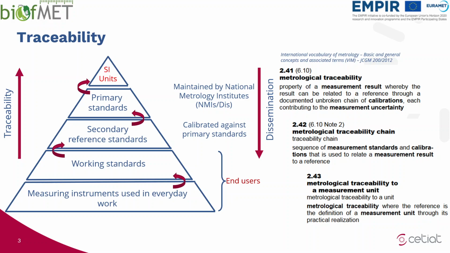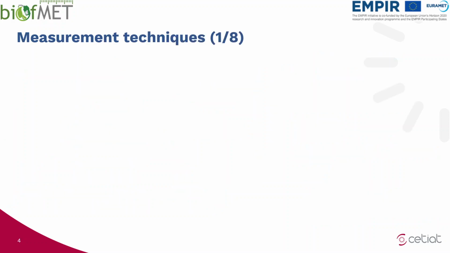Now, as we have presented what direct or primary or reference measurement techniques are, and as we have defined traceability, let's see how we can practically ensure this traceability with reference techniques. The first one is the loss on drying.